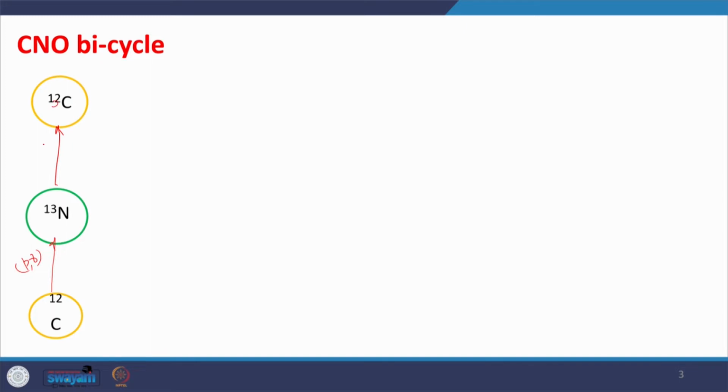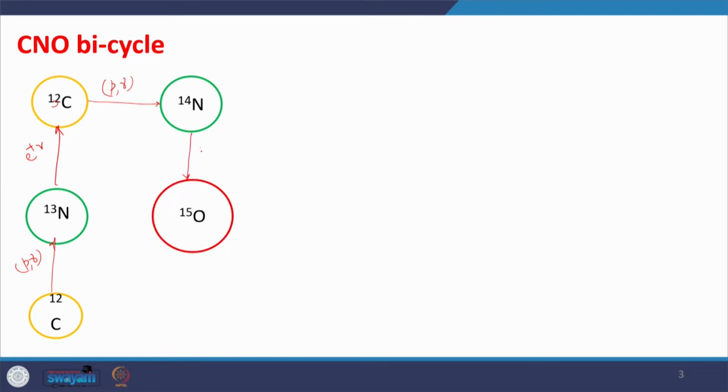Okay. So, in CNO bicycle, please remember earlier the carbon 12 led to the production of nitrogen 13 via P gamma, and this nitrogen 13 gave rise to carbon 13 via positron decay, and this carbon 13 based on proton gamma reaction has given rise to nitrogen 14, and nitrogen 14 via again P gamma has produced oxygen 15, and oxygen 15 via positron decay has produced nitrogen 15, and this nitrogen 15 via P alpha reaction has produced carbon 12, and there we have said that carbon 12 acts as a catalyst and 4 protons are converted into helium 4.